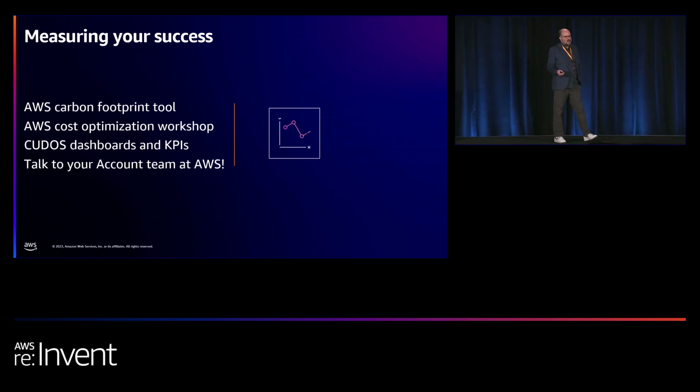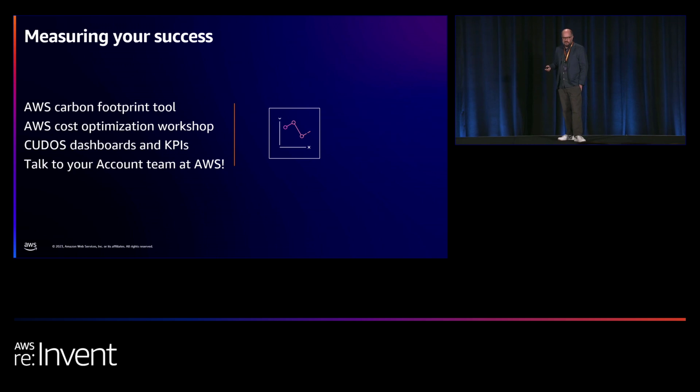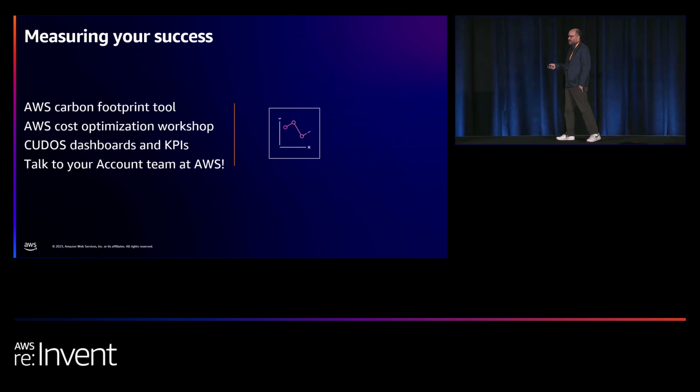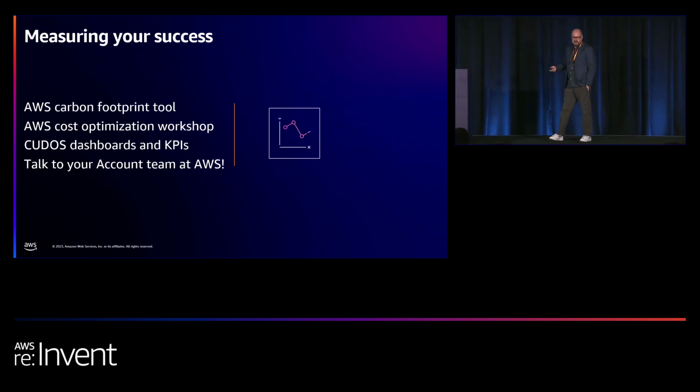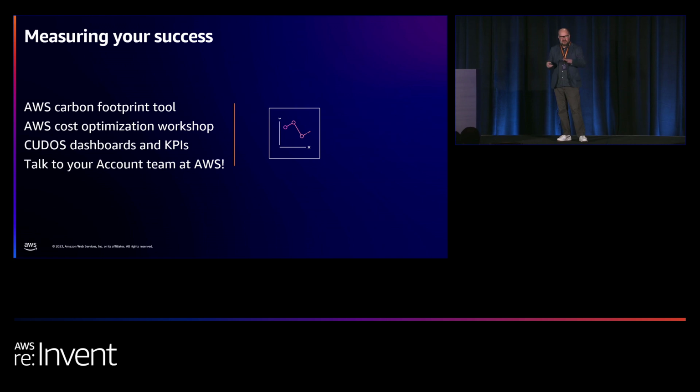But there's other kinds of activities you might want to think about as well. We have cost optimization workshops available. So if you have an account team, you can start talking to them about doing those. There's ways to do them on your own as well. And these will help reduce your overall spend, but they'll also highlight places where you can think about carbon emission reduction.